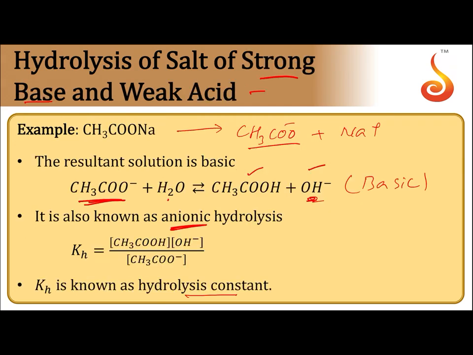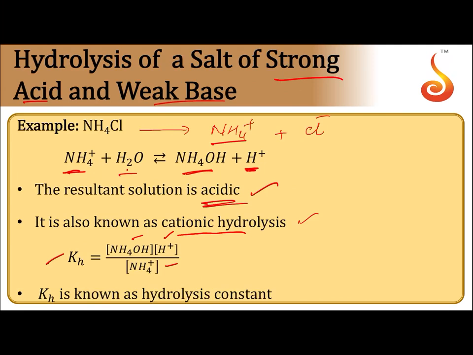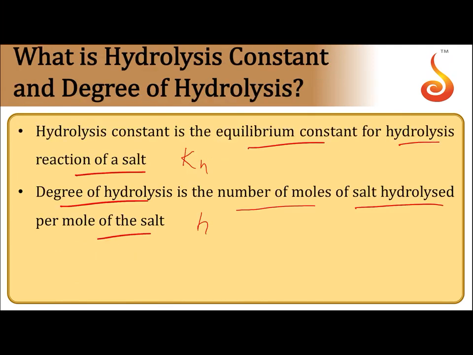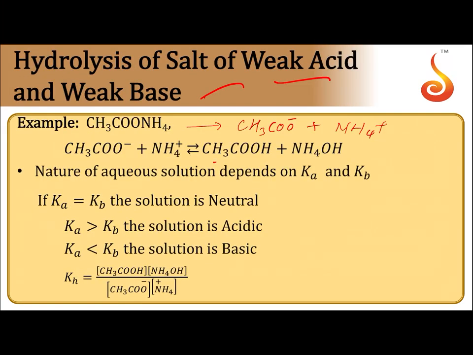If you go back and understand, acetate ions react with water to form acetic acid here, and ammonium ions form ammonium hydroxide here. So thereby you are going to get, in this case, acetic acid plus ammonium hydroxide. But the nature depends upon the Ka and Kb values.